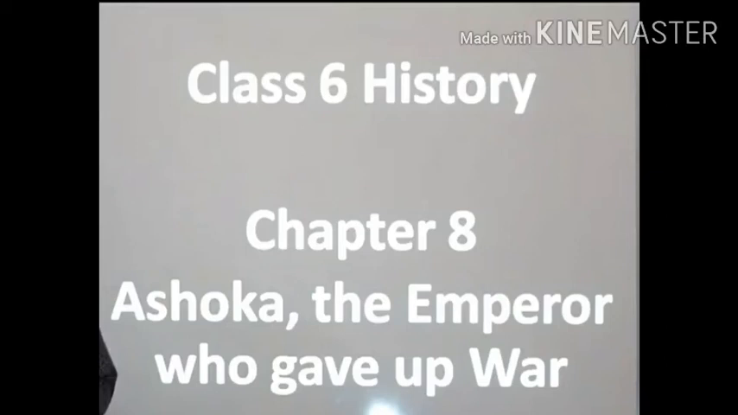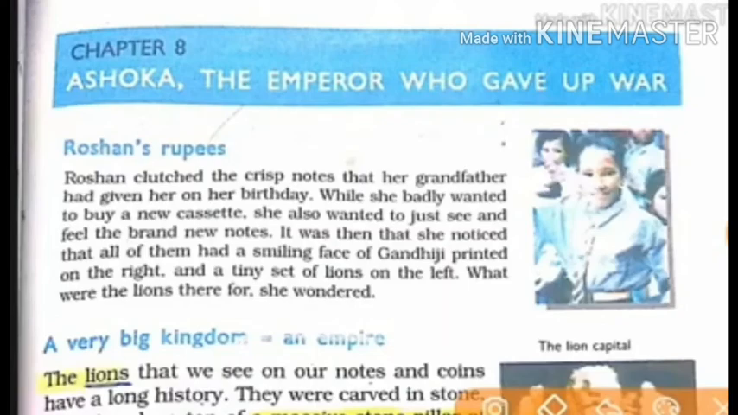Welcome to chapter 8 of your history book, a chapter which talks about Ashoka, the emperor who gave up war. According to the timeline, we are going to talk about the period ranging from 321 BC to around 185 BC.